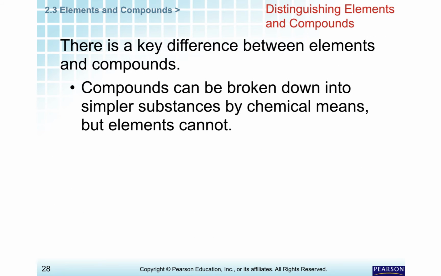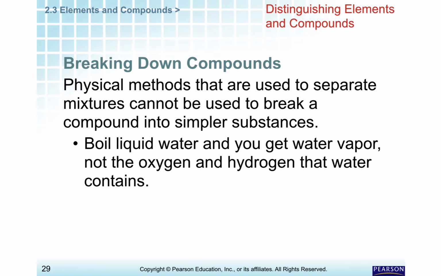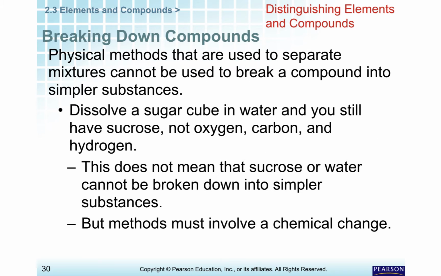The key difference between elements and compounds: compounds can be broken down into simpler substances by chemical means, but elements cannot. Physical methods are used to separate mixtures, but they cannot be used to break a compound into simpler substances. Boil liquid water, you get water vapor, not the oxygen and hydrogen that water contains. Dissolve a sugar cube in water, and you still have sucrose, not oxygen, carbon, and hydrogen. This does not mean that sucrose or water cannot be broken down into simpler substances, but methods must involve a chemical change.